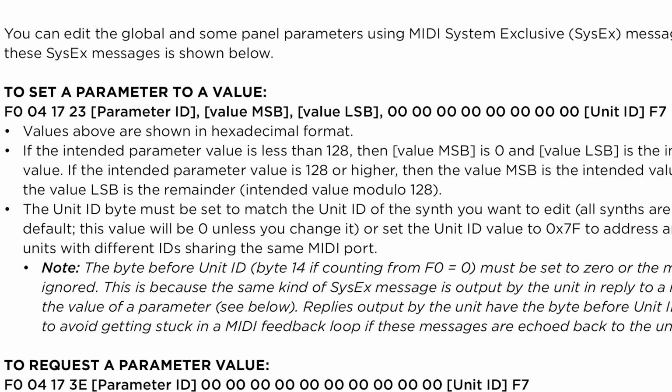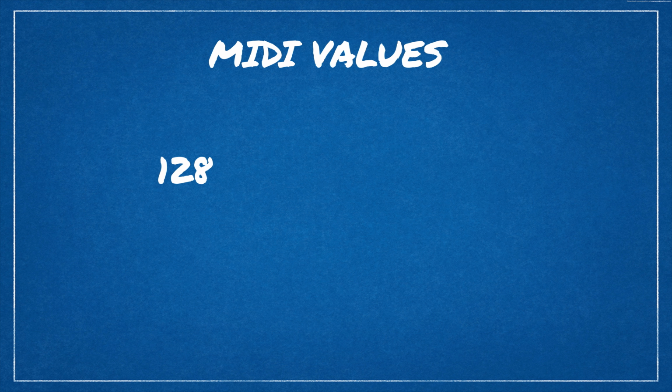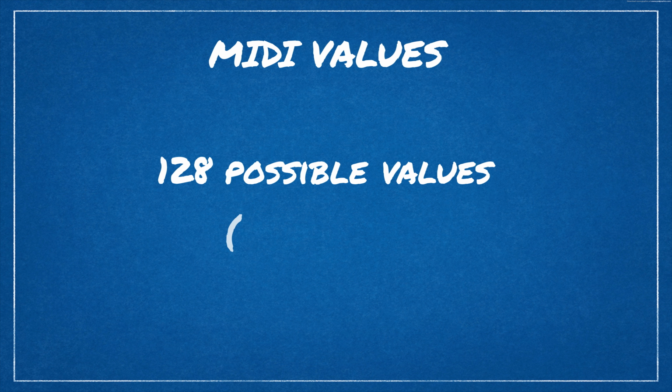Next up, Moog tells us we need an MSB and an LSB value. MSB stands for most significant bit. LSB stands for least significant bit. Here's a simple explanation of that. In MIDI, we have 128 possible values, 0 to 127. But there are a lot more numbers than 128. That's not a good way of explaining it.